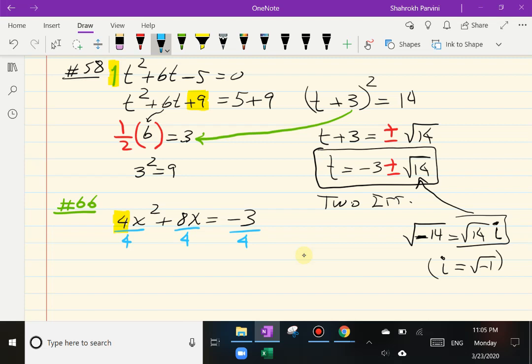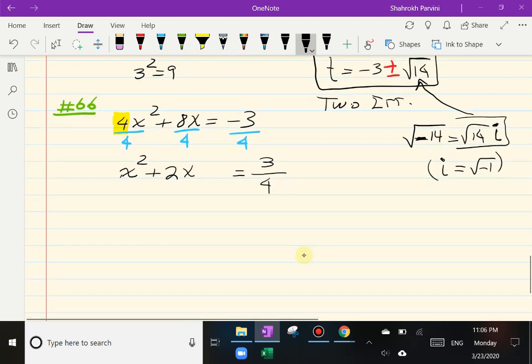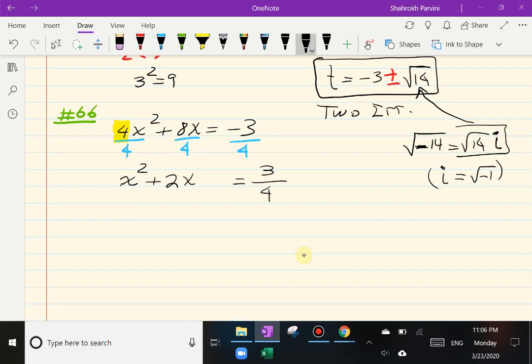And here we go, we have a fraction on the right side. Now, divide everything by 4. On the left, we have x squared plus 8 divided by 4 is 2x. And of course, here we have equal to 3/4. Notice I created a space right after 2x because I'm getting ready to add a constant.